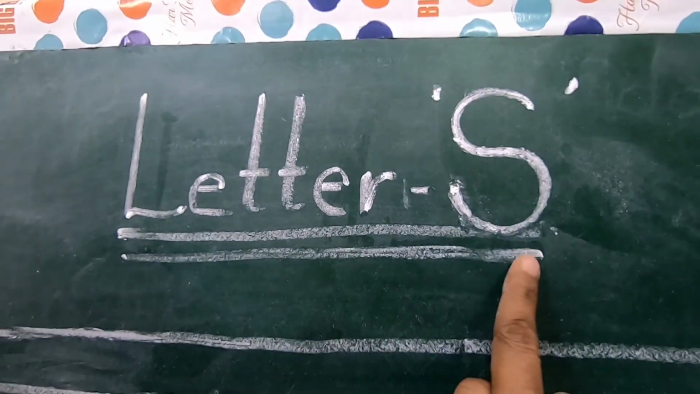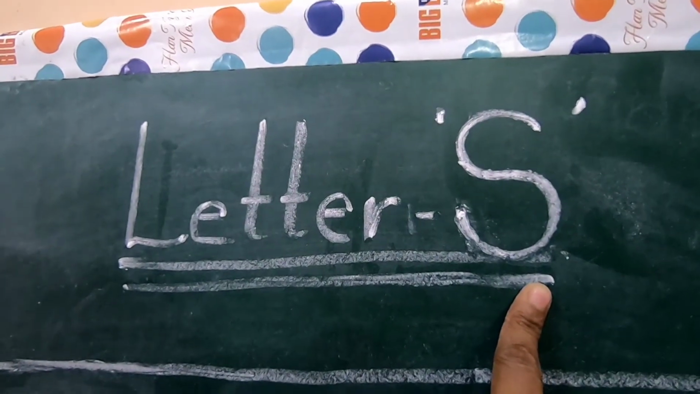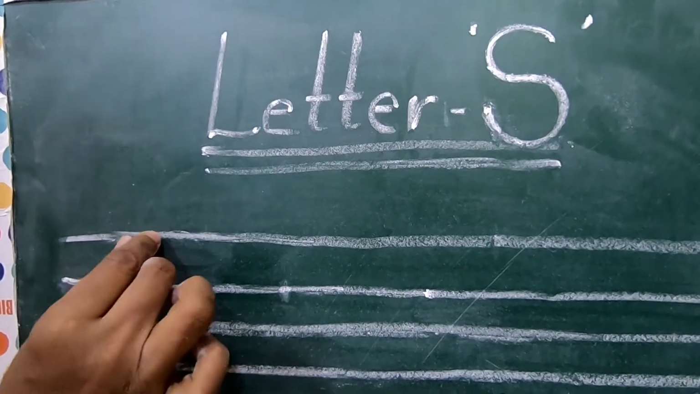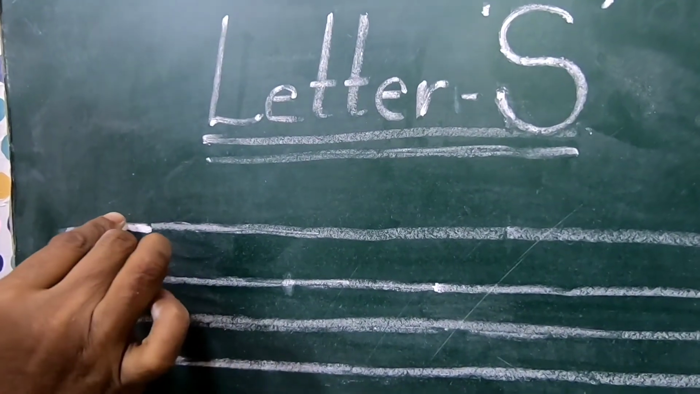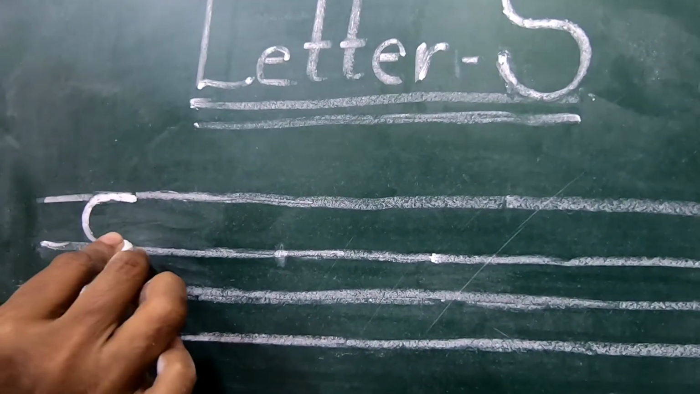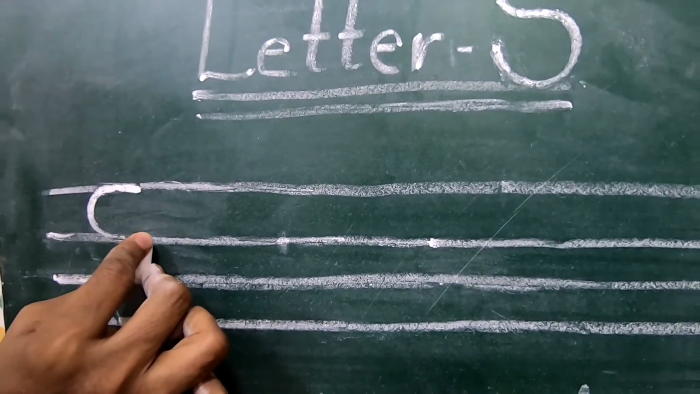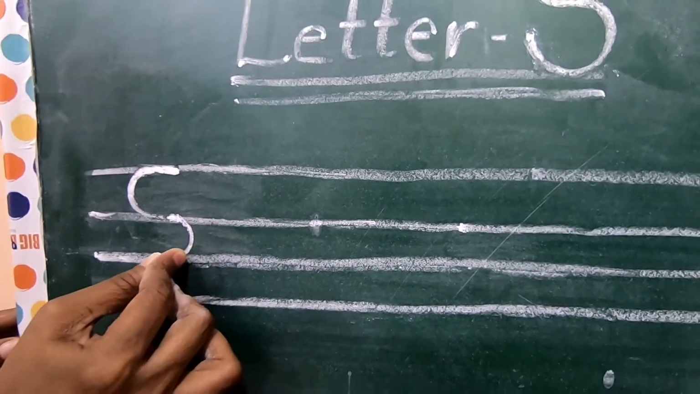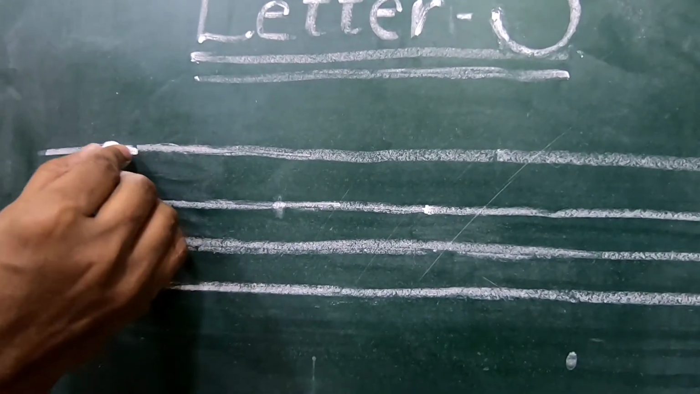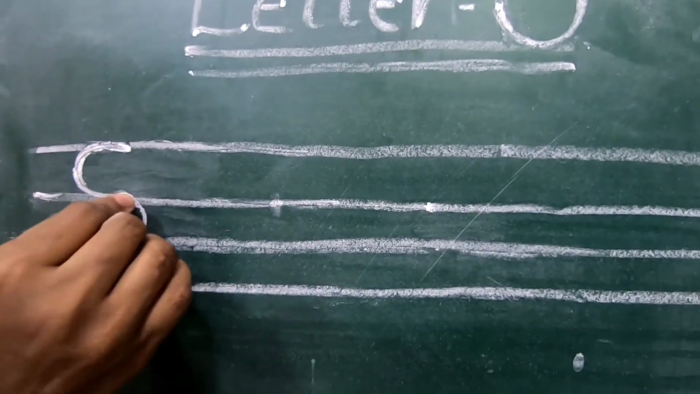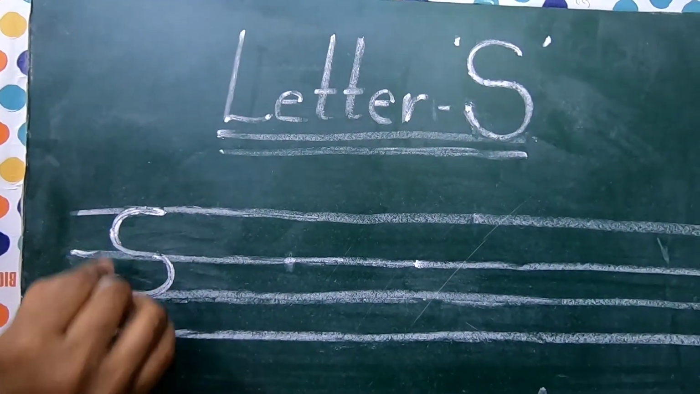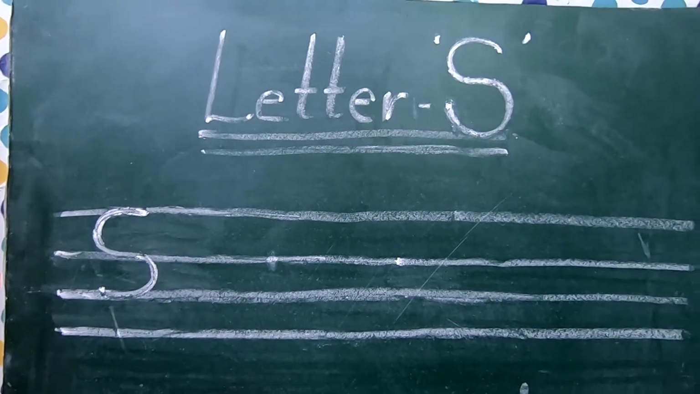Next letter is S. Let's practice S. As we have done curves, now again we will start from this front line and make a left curve up to the waistline. You have to stop and then take a right curve and then come back and stop. Be careful, the point should be like this. You have to stop here in front of this and then make a curve and then stop in front of this. So this is capital S.